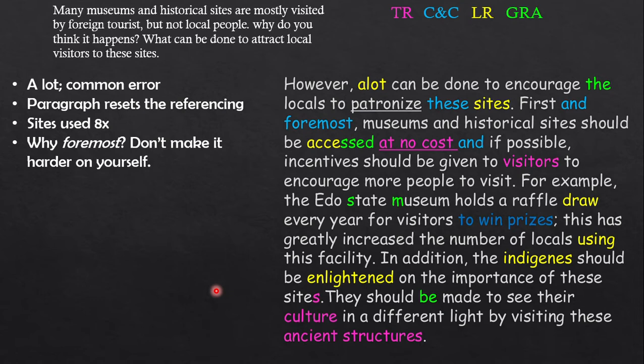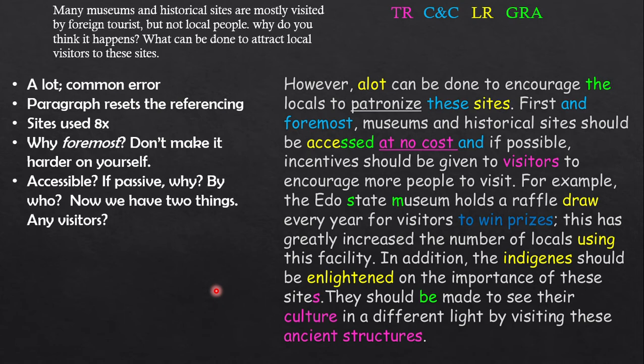And wait a minute, I thought it was first. If something is foremost, it needs to be singular. Foremost, one. You can't be first and foremost and mention a bunch of things. You understand? Foremost means the one most important thing. So don't show two things. Incentive given visitors like me.